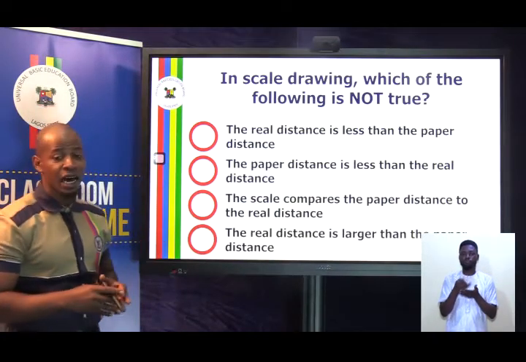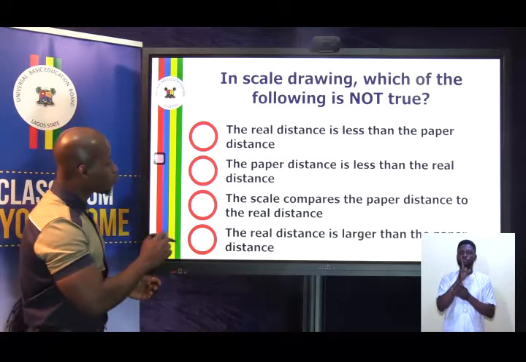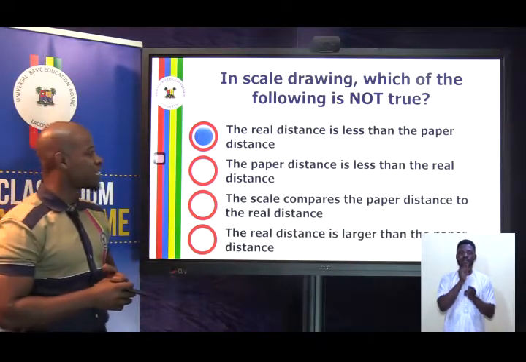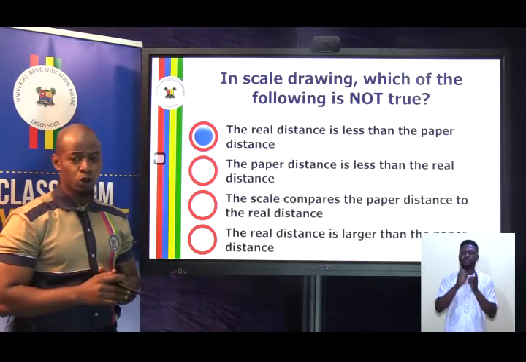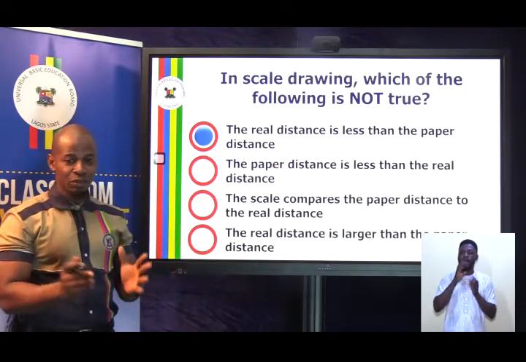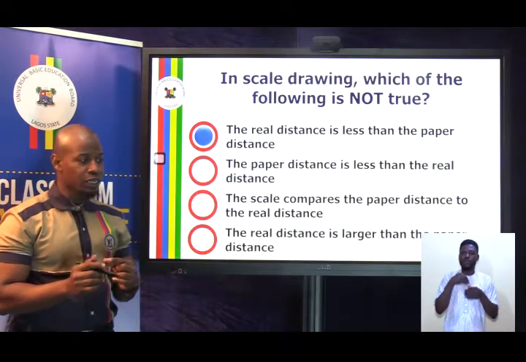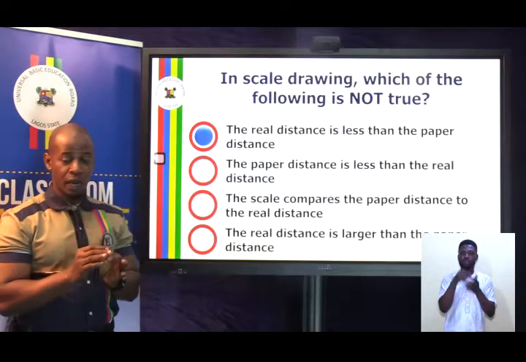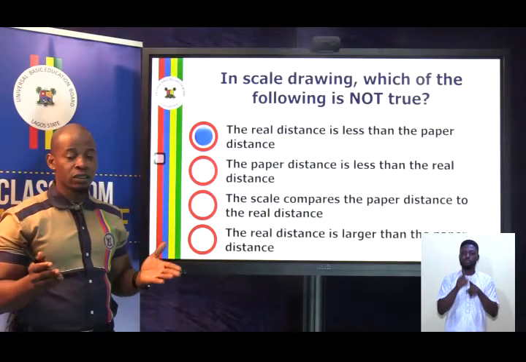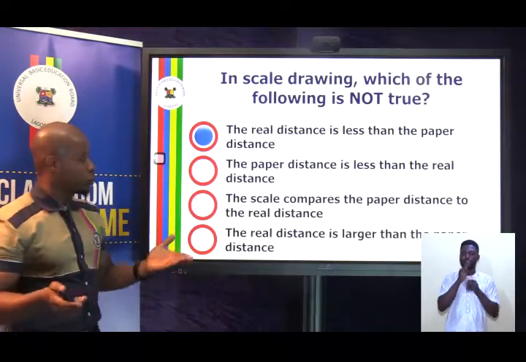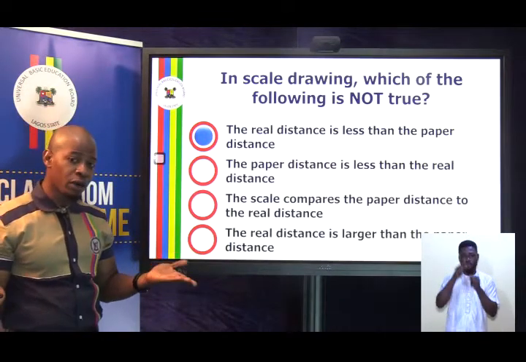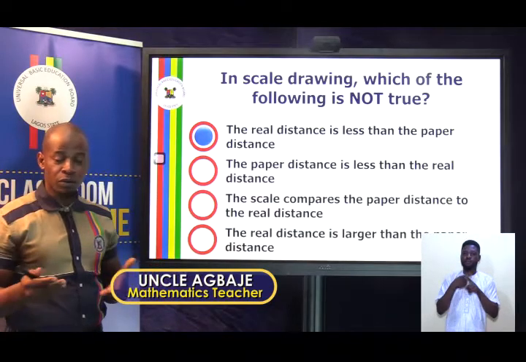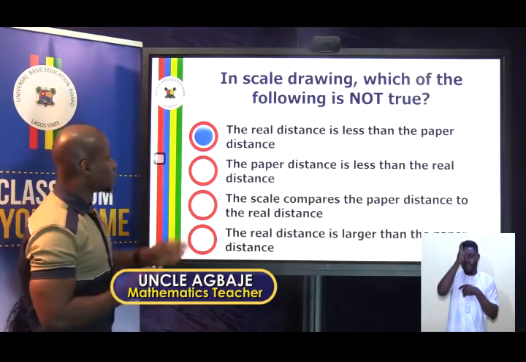I believe you should have picked the answer out now. The correct one will be: the real distance is less than the paper distance. That's not true. Real distances are much larger than the distance that you have on paper. If the distance between two towns is just the length of this pen on paper, in real life, it could be as long as going from Lagos to Kano. So you remember that story that I told you about that boy who told his father that he wanted to go for a drive from Lagos to Kano? So this is not correct.